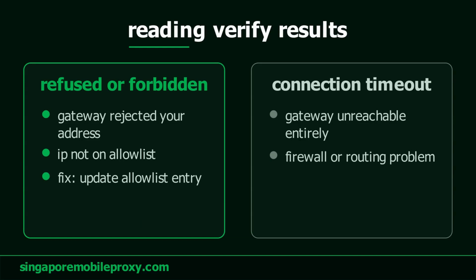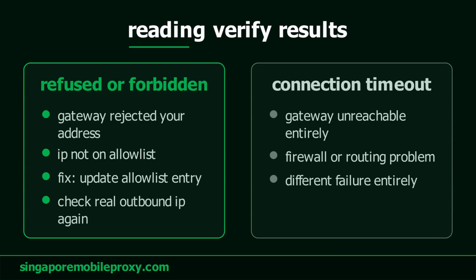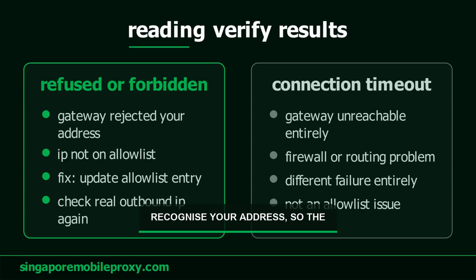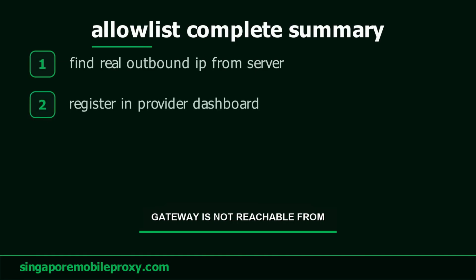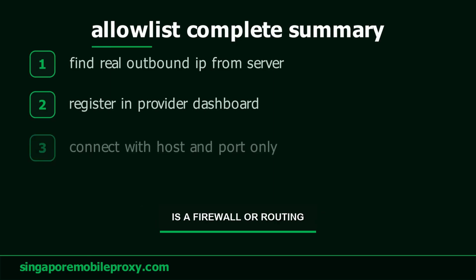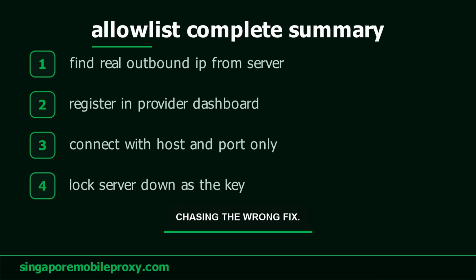When you verify, read the result properly rather than just checking that something came back. A refused or forbidden response means the gateway did not recognize your address, so the fix is on the allow list side. A connection that simply times out means the gateway is not reachable from your network at all, which is a firewall or routing problem and a completely different thing. Telling those two apart saves you an hour of chasing the wrong fix.